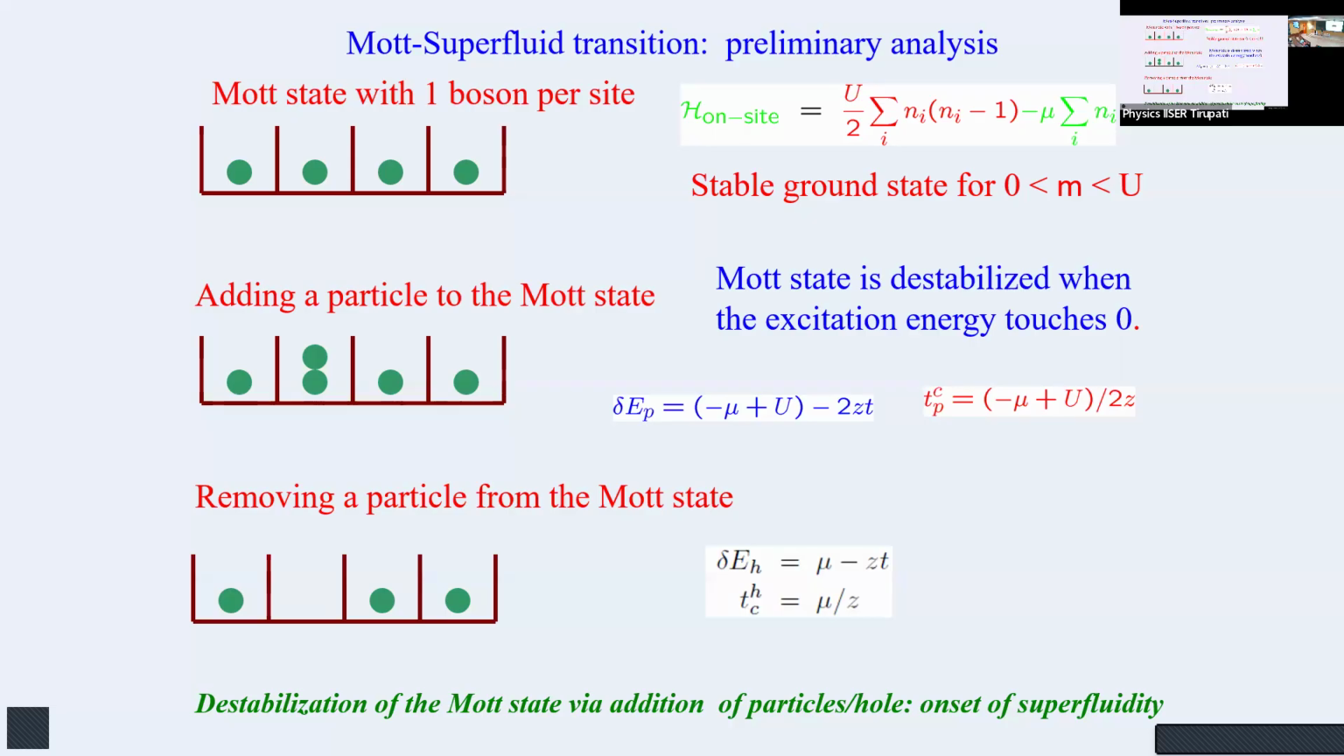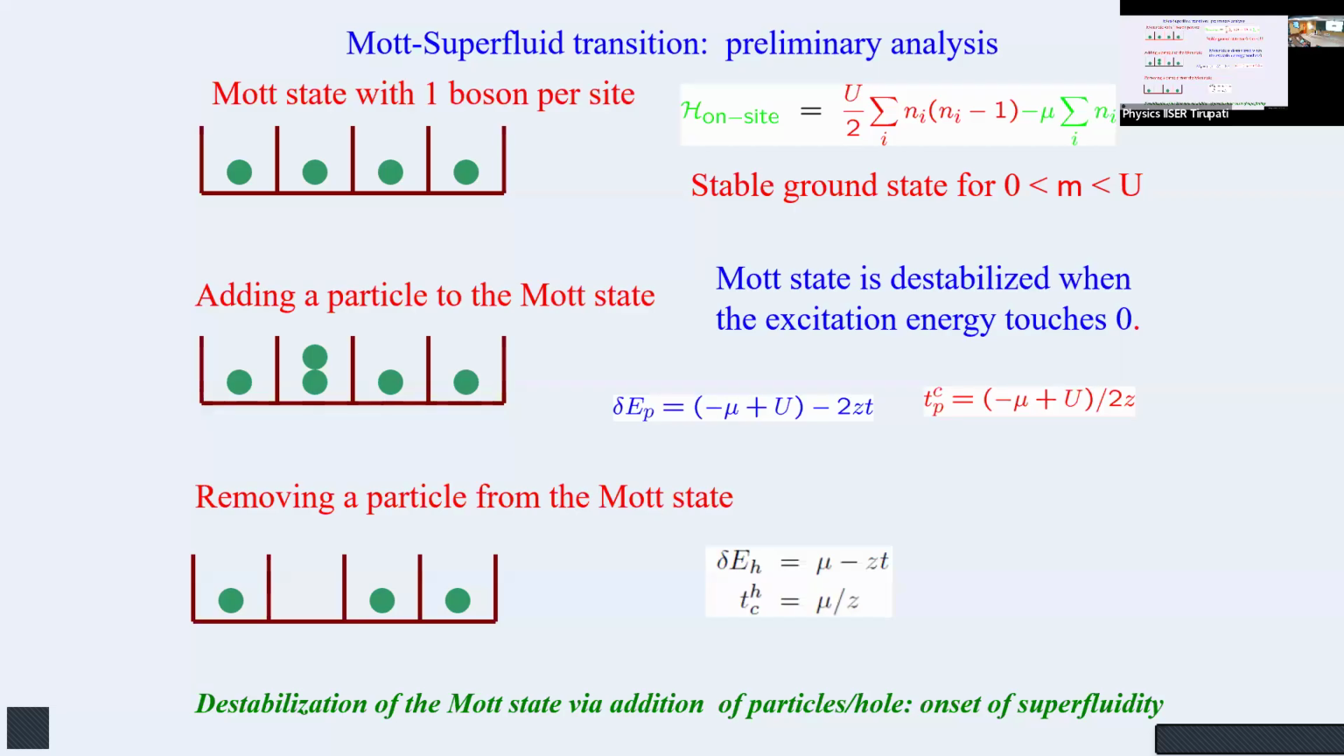T is the hopping, and z is something called the coordination number of the lattice, which is how many neighbors each lattice site has. And therefore, beyond the critical value of t, where delta up goes to 0, the Mott state is destabilized because the excitation energy becomes negative. So if you're doing perturbation theory and your energy to first order comes out to be negative, then you have done something wrong, right? That's basic quantum mechanics. And therefore, here it's just a signature of the instability of the ground state, that the ground state which you have started from is not the right state anymore.